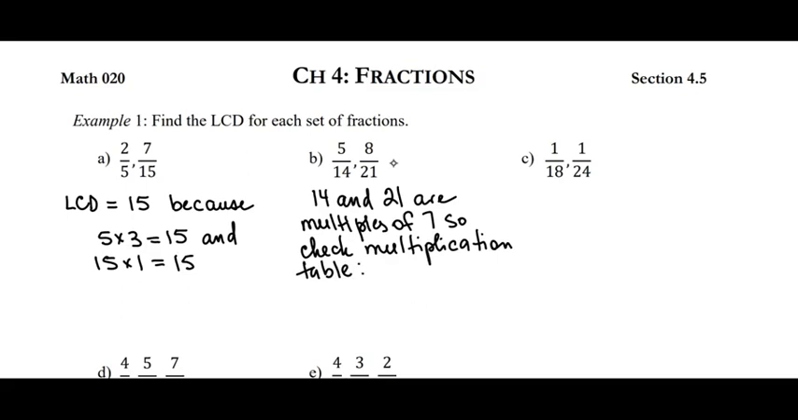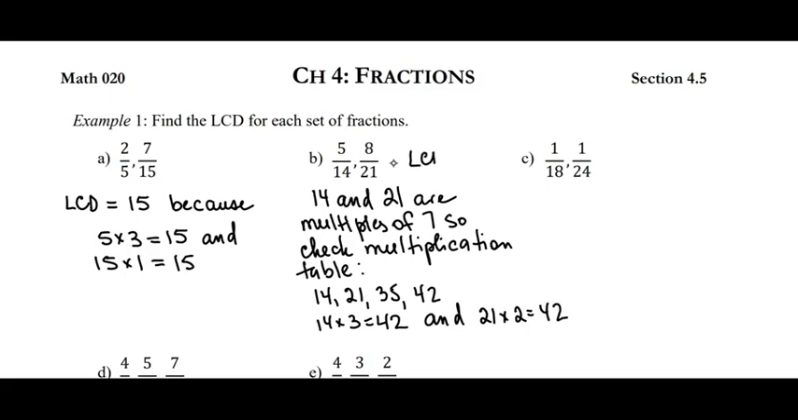So in the multiplication table with 7, we have 14, 21, 35, 42. 21 would go into 42, and 14 would go into 42. So the LCD: 14 times 3 equals 42, and 21 times 2 equals 42. So the LCD here is 42. Okay? So this is the second way of how to find the LCD.